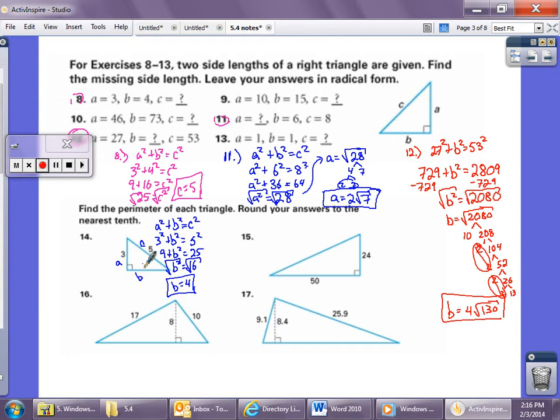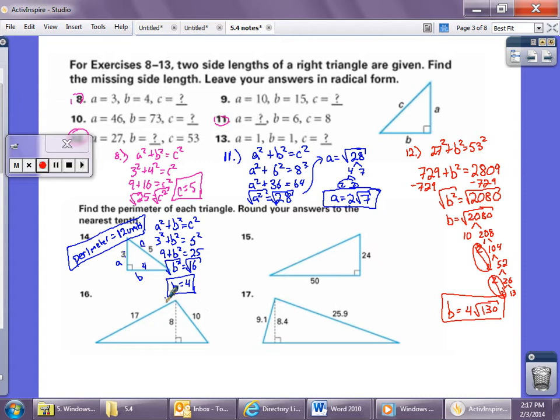But remember, we have to find the perimeter. We add up all these: 3 plus 4 plus 5. So the perimeter is equal to 12 units. So that's how we can use the Pythagorean theorem to figure these out.